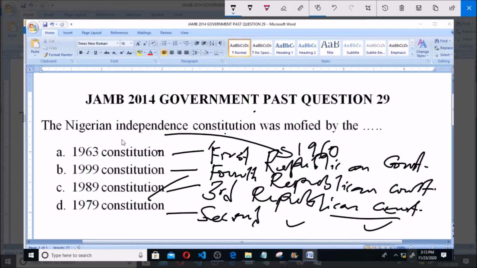So the constitution that modified totally, that changed because of the independence constitution of 1960, was this Fourth Republican Constitution of 1999. So option B is correct.